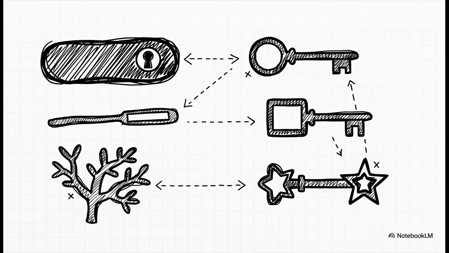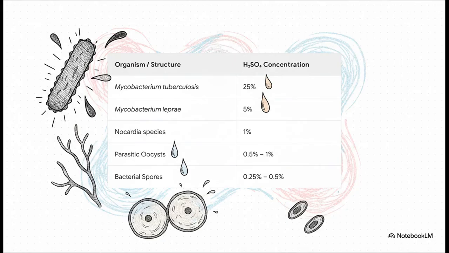Remember that 25% sulfuric acid we talked about? Well, it's not a one-size-fits-all deal. You actually have to change the strength of the acid depending on which specific bug you're trying to find. Just take a look at this. M. tuberculosis. It has that super tough, waxy coat, right? So you need a really strong 25% acid to even try and decolorize it.